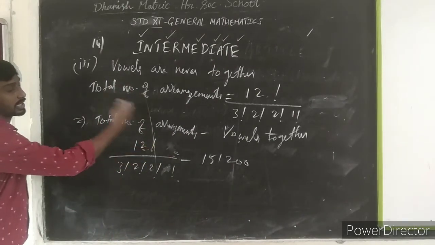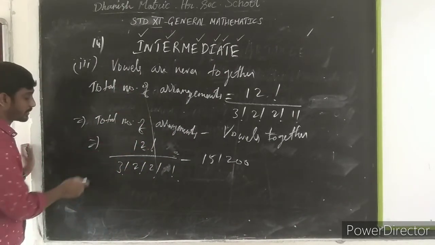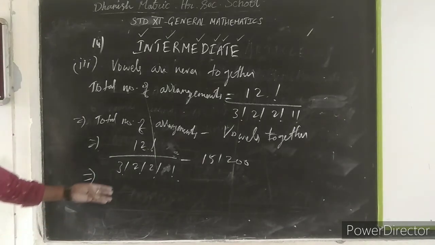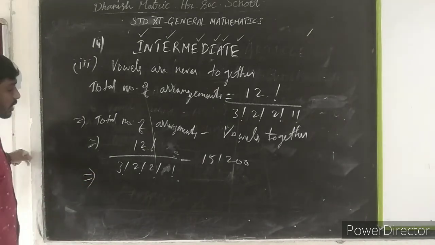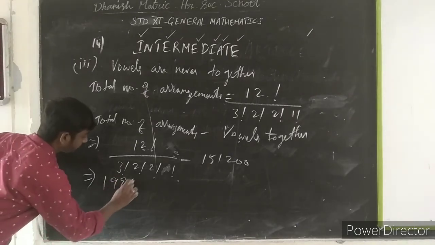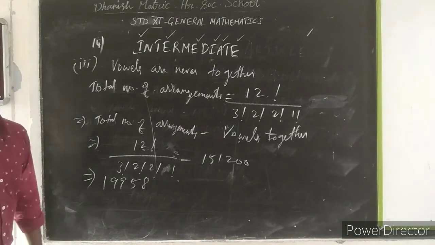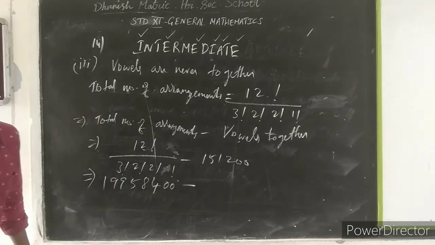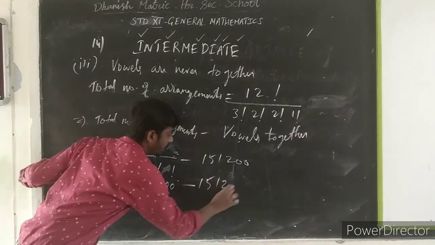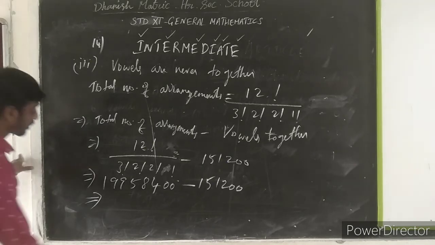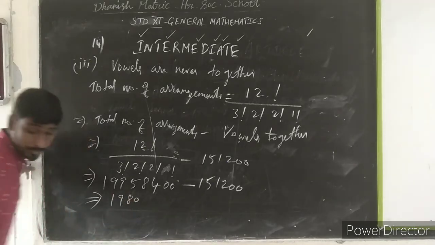1,51,200. We already found the vowels together in the second subdivision, so here we use that value. Here 12 factorial gives the value 199,58,400. If you multiply it out, it will take too much time, that's why I am writing it like this. 199,58,400 minus 1,51,200.